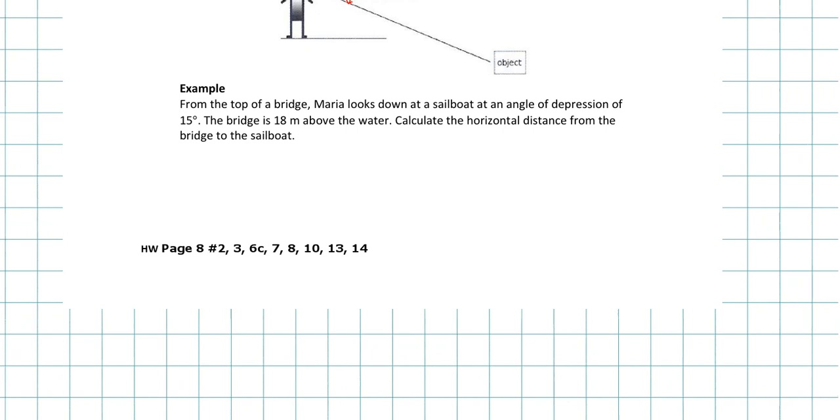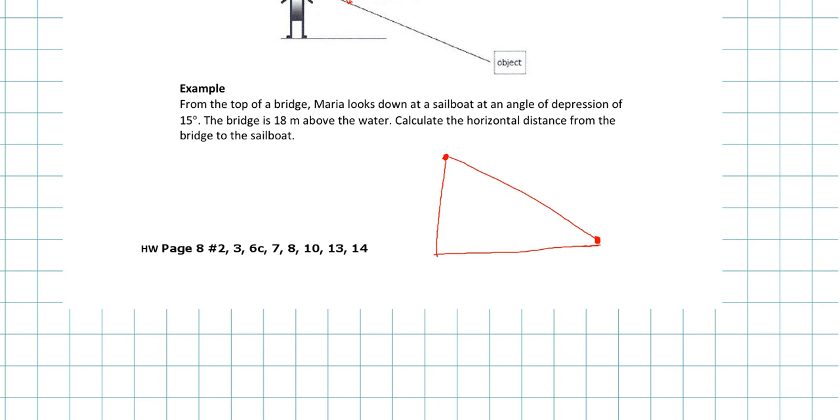So we know there is a bridge, and Maria is standing on top of that bridge. So this is the bridge, and this is where Maria is. There's a sailboat somewhere. Let's say this is the sailboat right here. Maria is looking down at it. And this is the bottom of the bridge. So the first thing that we got is that the sailboat is at an angle of depression of 15 degrees.